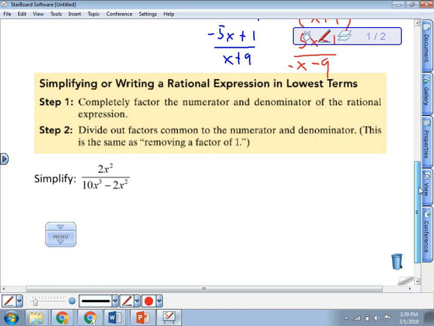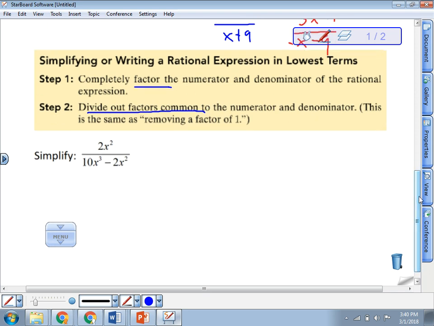Now we know that background. Let's finally get to some examples. Simplifying a rational expression in lowest terms. There it is. All we're going to do is completely factor the numerator and the denominator, which we already know how to do. And then finally, we're going to divide out common factors. Basically, they cancel out. It's the exact same thing, top and bottom.